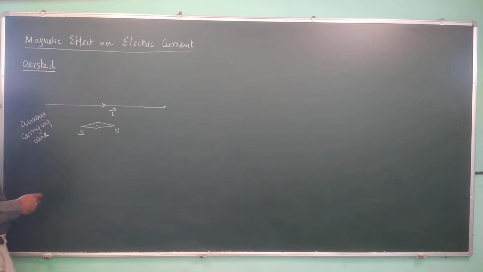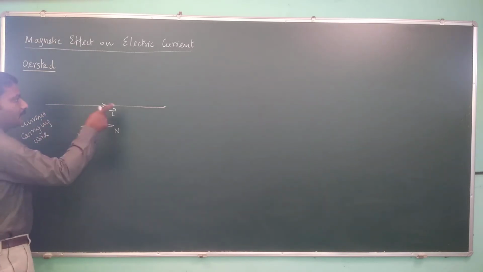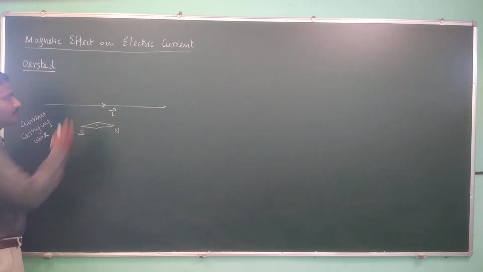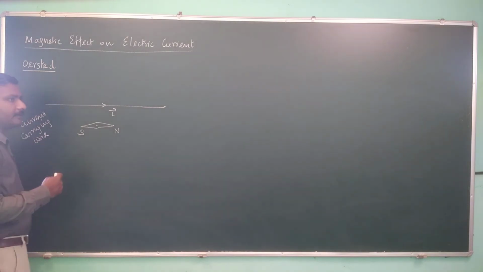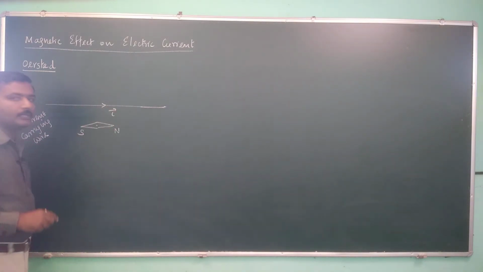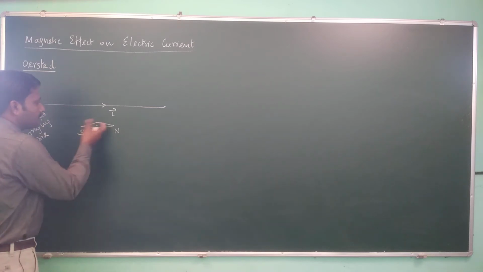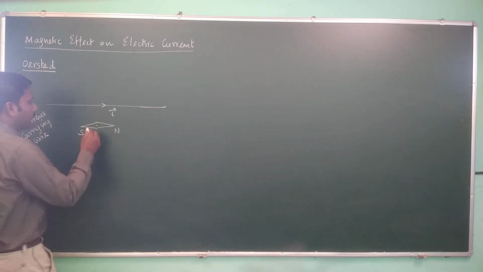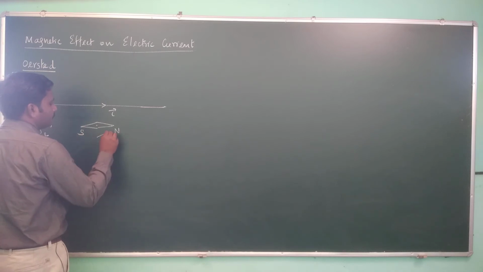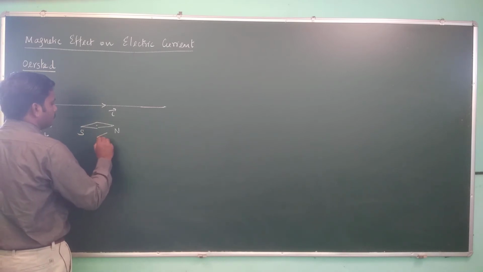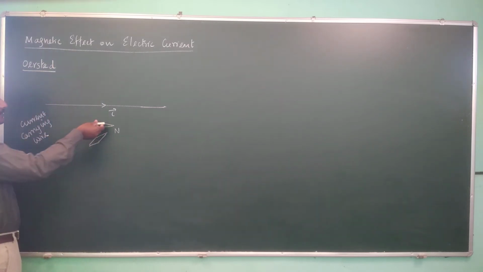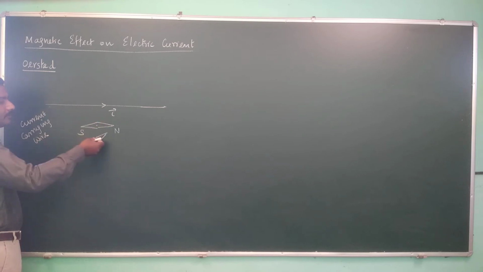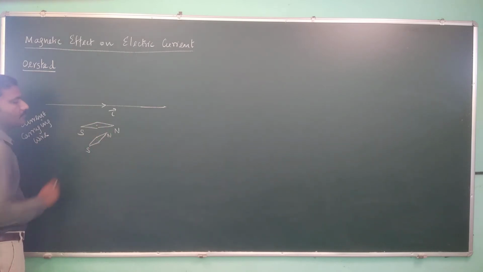What happens? He noticed that there is a deflection of the magnetic needle when the current is flowing through this wire. If it is switched off, then the magnetic needle does not deflect. But if the current is switched on, then it gets deflected like this. So a needle which initially looks like this now turns like this. So this becomes north, this becomes south.